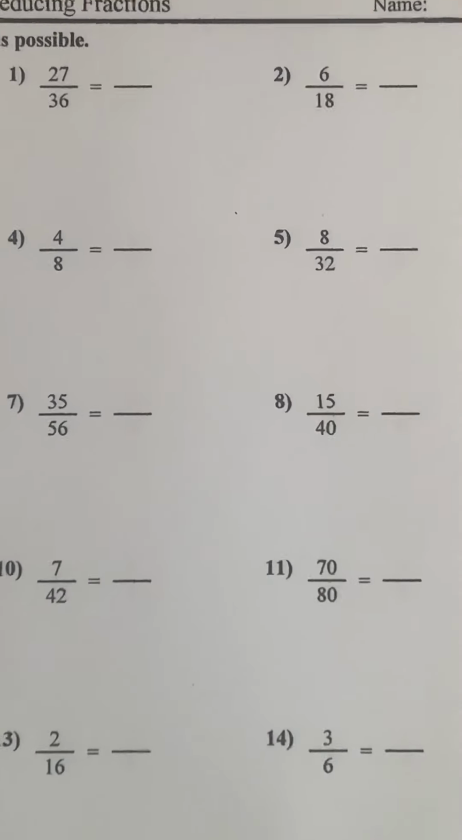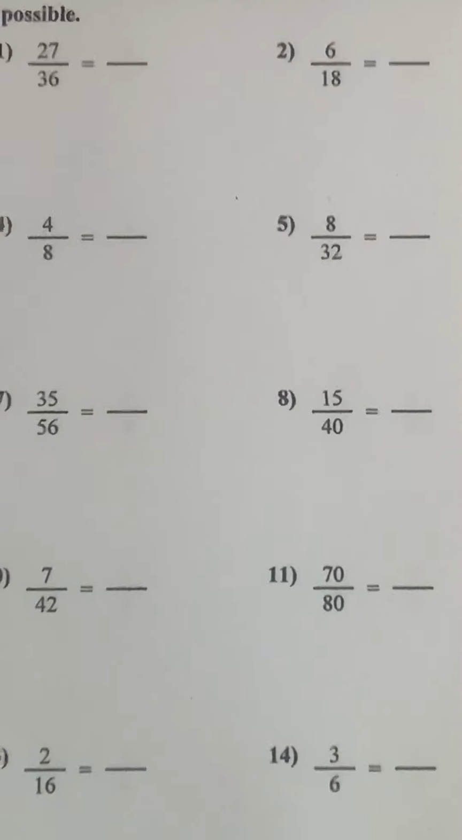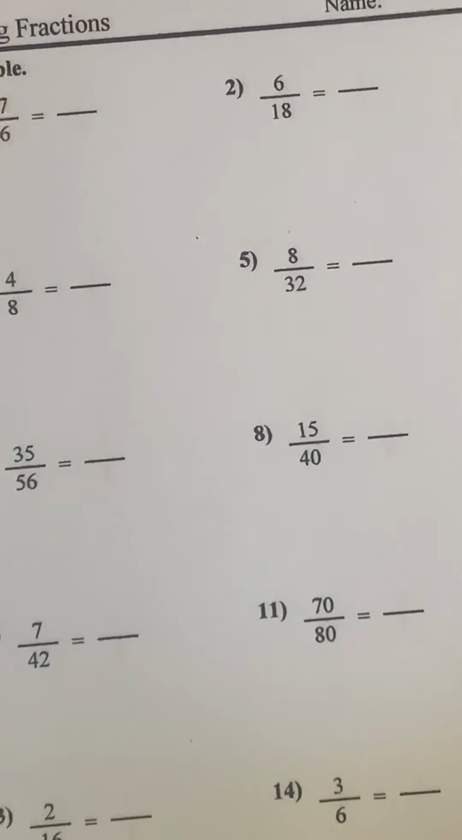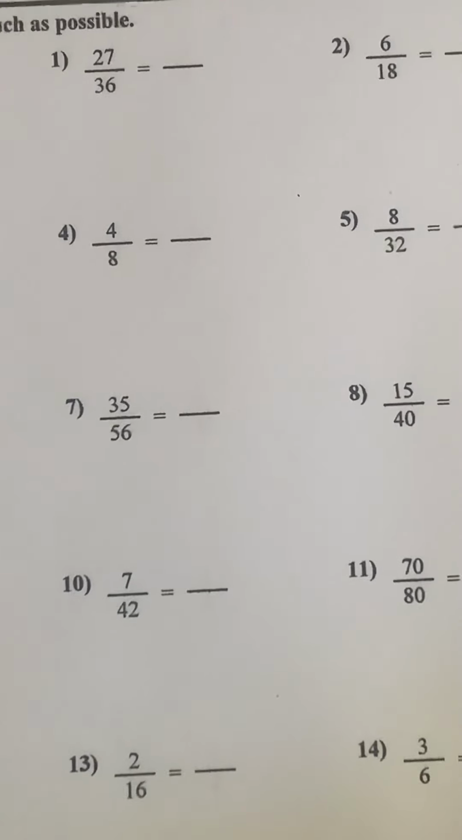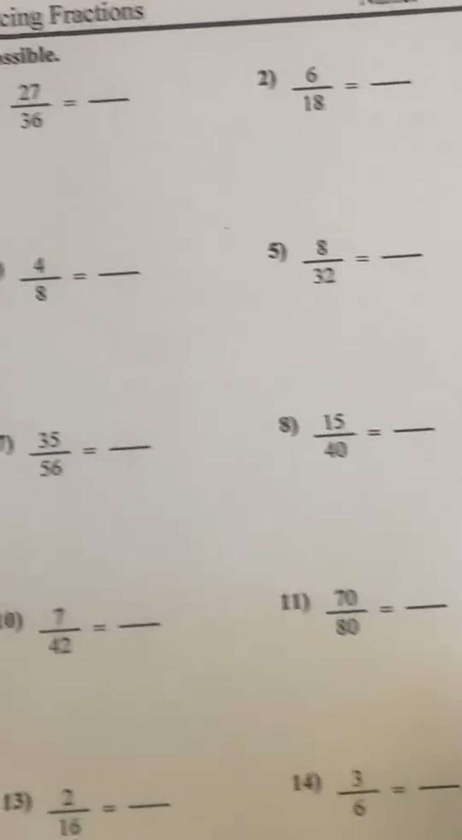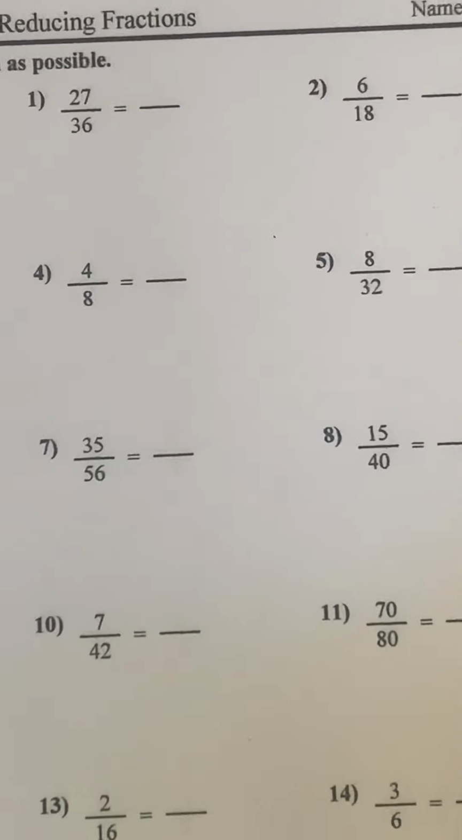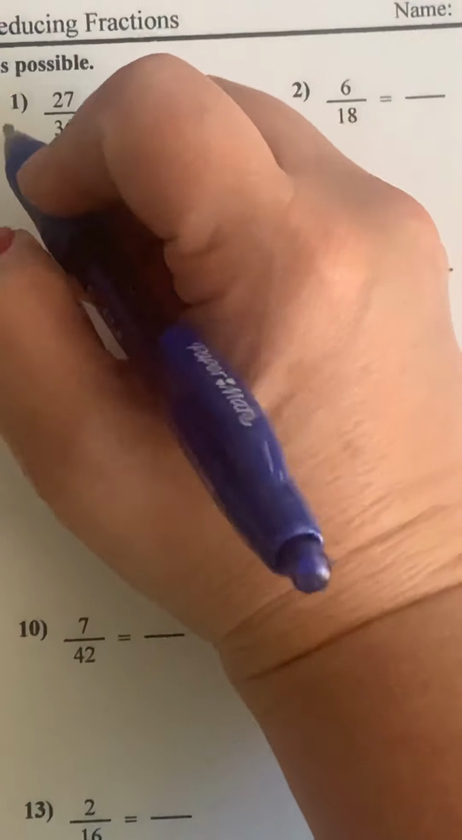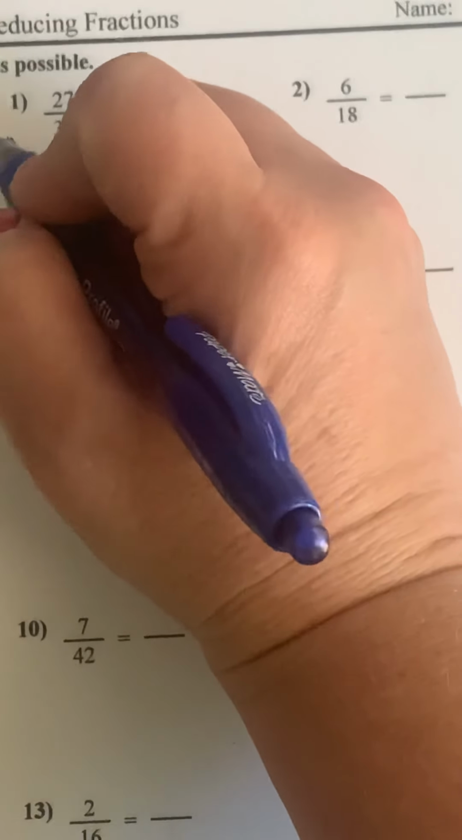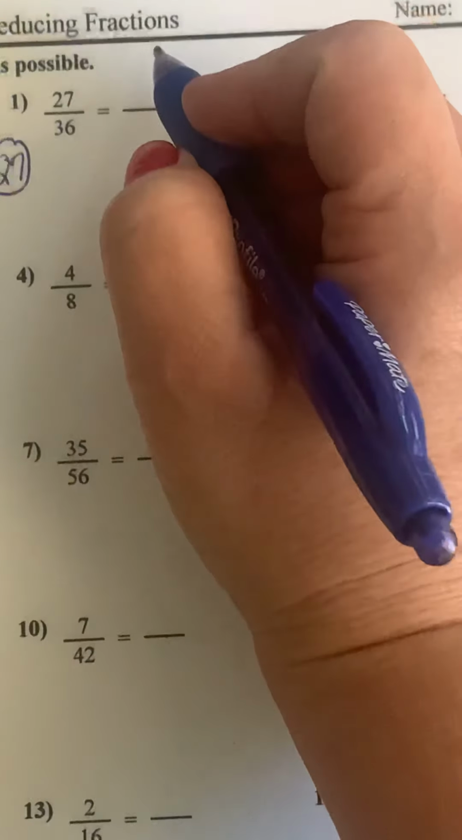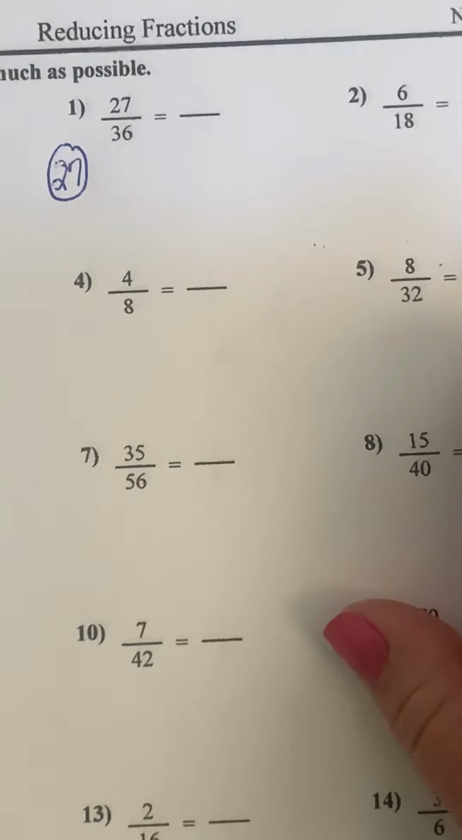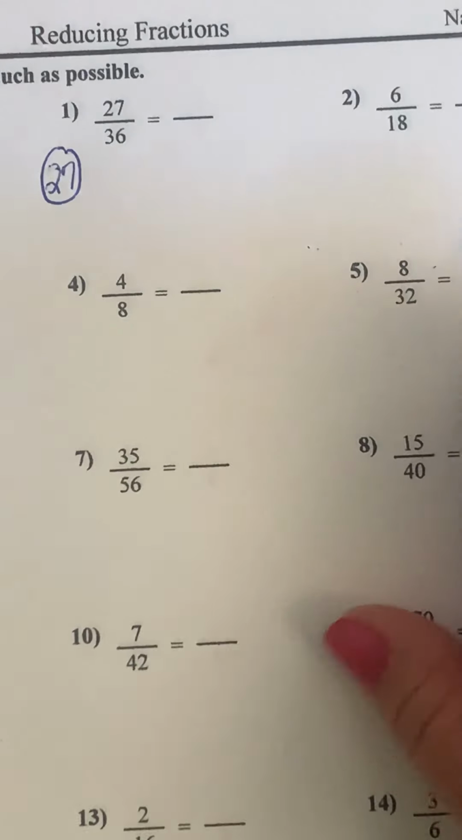We're going to start with number 1, which is 27 over 36. All right, now 27 won't go into 36. We already know that. So we have to find a factor that's going to go into 27. So here we go again. We could just look at 27. Okay, so we know that 1 times 27, and I'm not even going to put that because I know I can't use 1. I know I can't use 27.